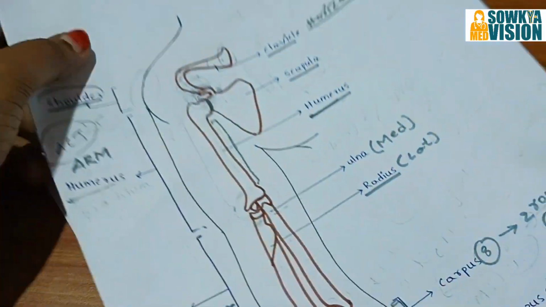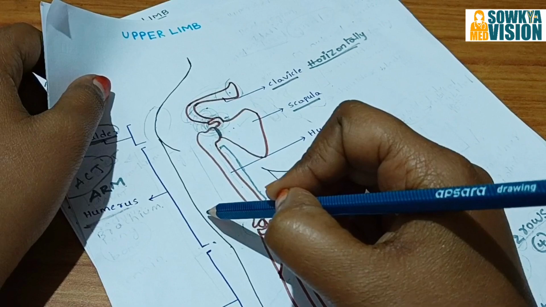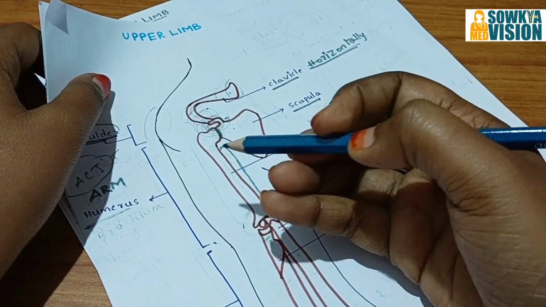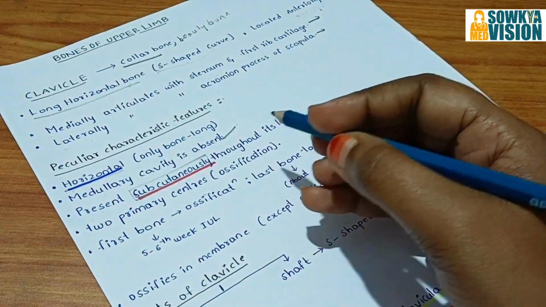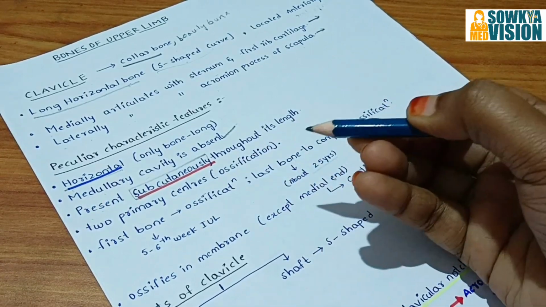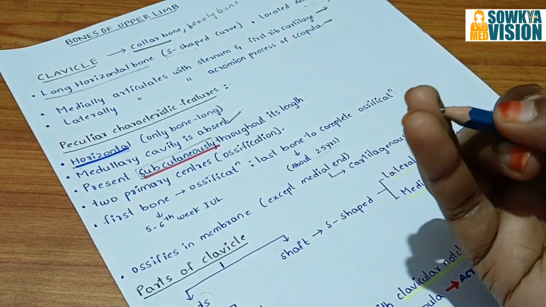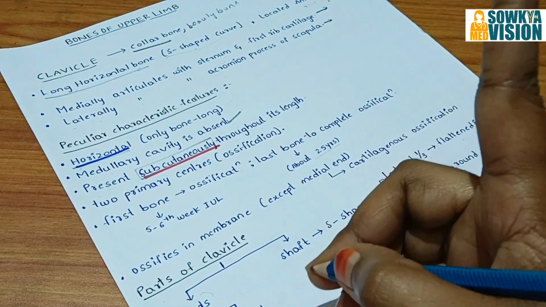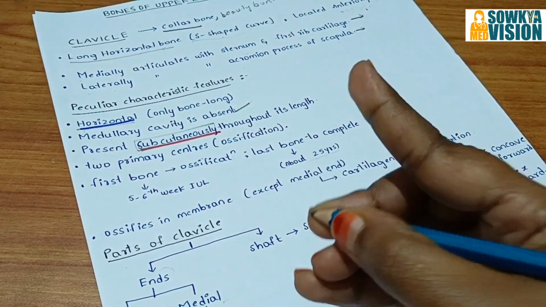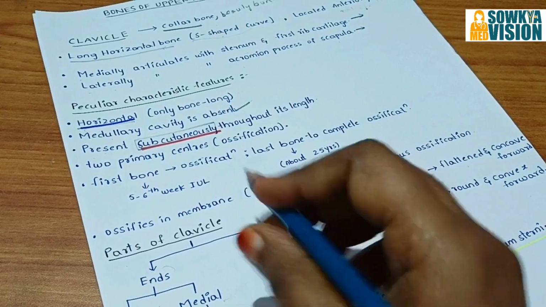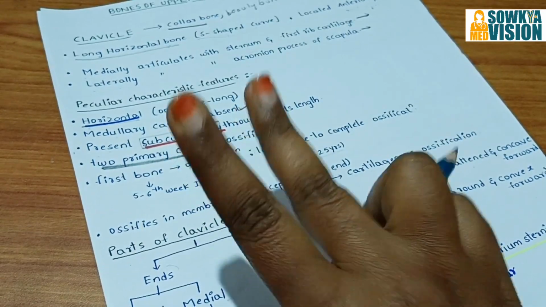See the arm bone, the humerus, is very deep. It is not superficial. If it were superficial, we could easily see that bone prominently. But here the clavicle is not so deep; it is kept subcutaneously. And in any bone, the shaft is ossified from only one primary center, but the clavicle is ossified from two primary centers.